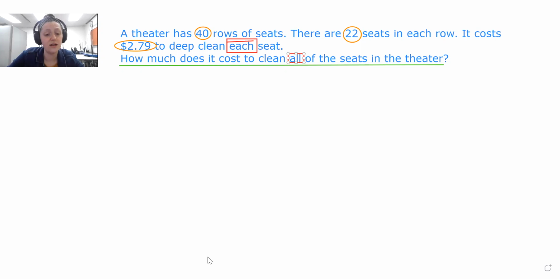The first thing I want to do is figure out how many seats there are in total. I know there are 40 rows and each row has 22 seats. So I'm going to go ahead and multiply to figure out how many seats there are total. So I'm going to take 40 and multiply it by 22.